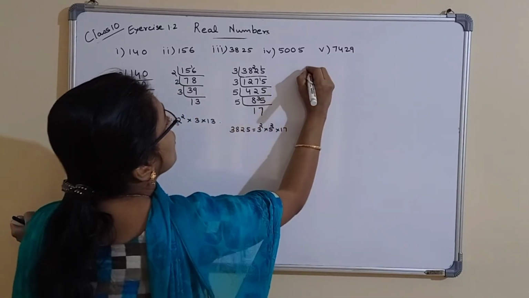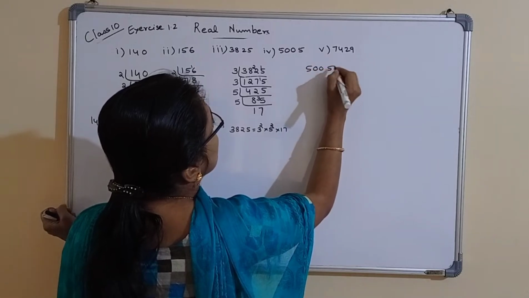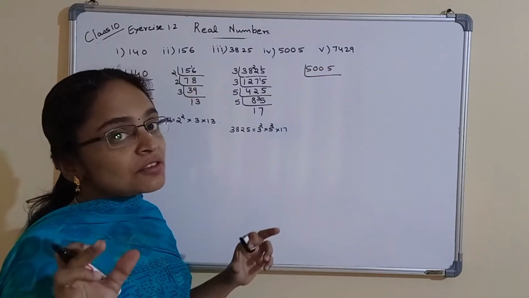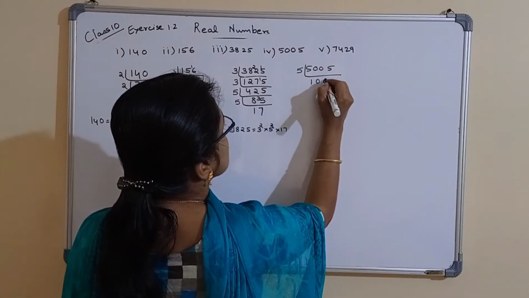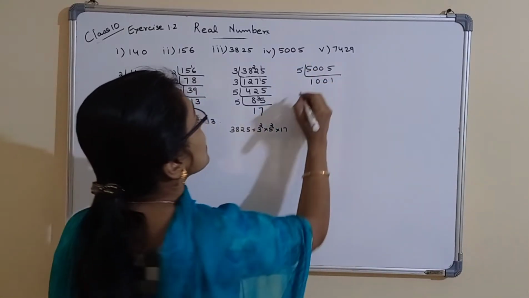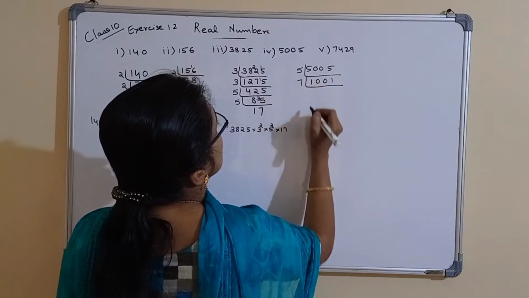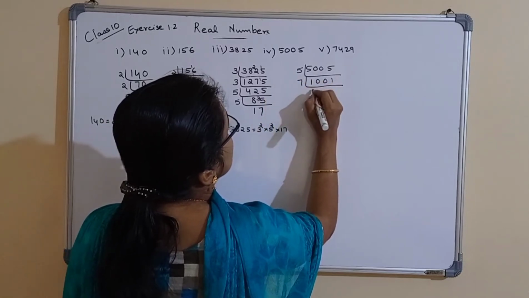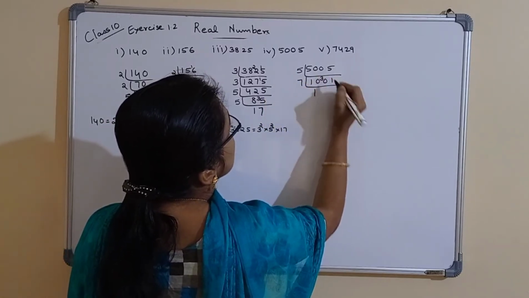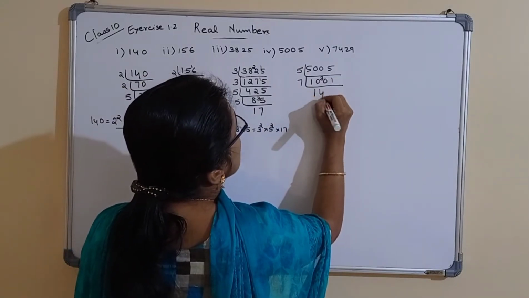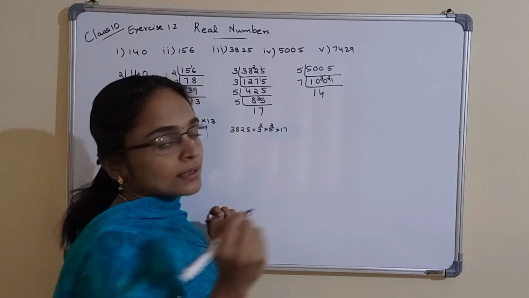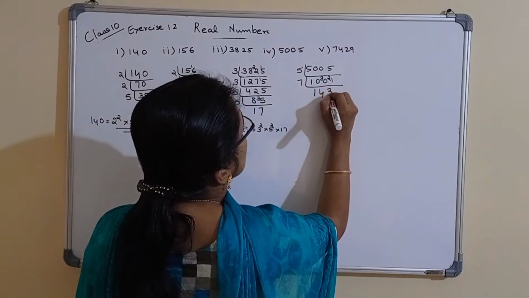Okay. Now, 5005. What is the first factor of 5005? It is 5. So, we will get 1001. Now, 7 is a factor of this. If we divide 10 by 7, we will get 1. Then 30. 30 by 7. 7 fours are 28. 2 remainder. Then 21 by 7 is 3.